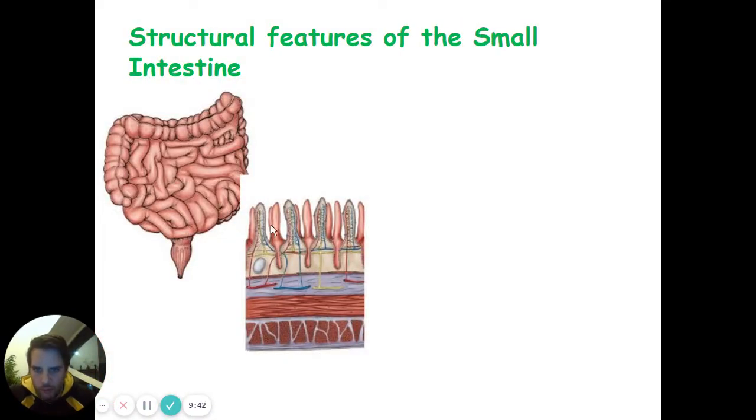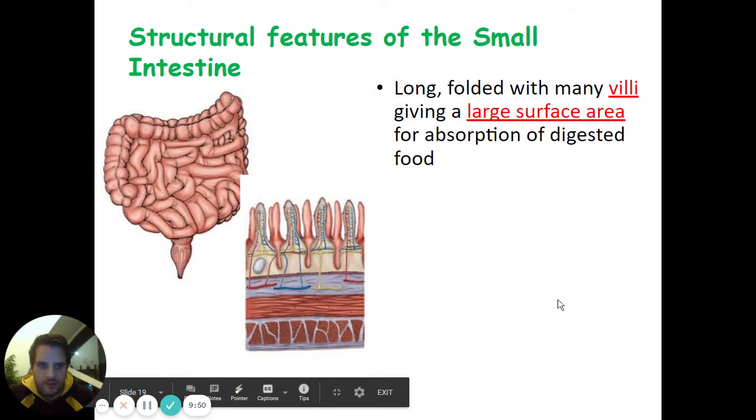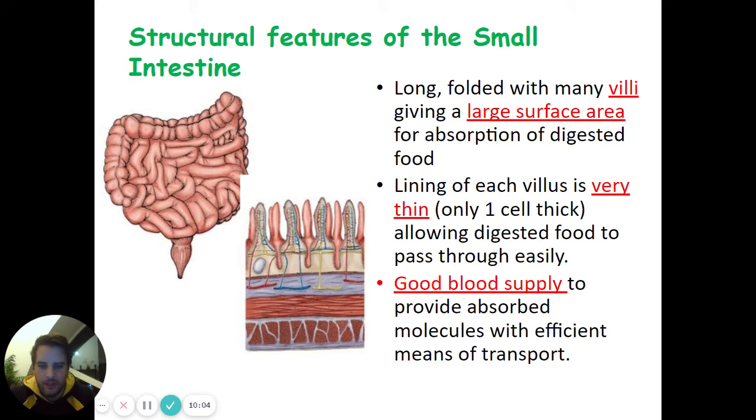And you can see that wall there close up. Okay, these are the finger-like projections. They're going to absorb the food into the systems so it can be transported around the body to the cells that need it. So many villi create a large surface area, very similar to why you've got many alveoli in the lungs. Again, the wall of the villi are very thin, and that's because digested food has to pass through them. And again, there's an extensive good blood supply to carry the absorbed materials away.